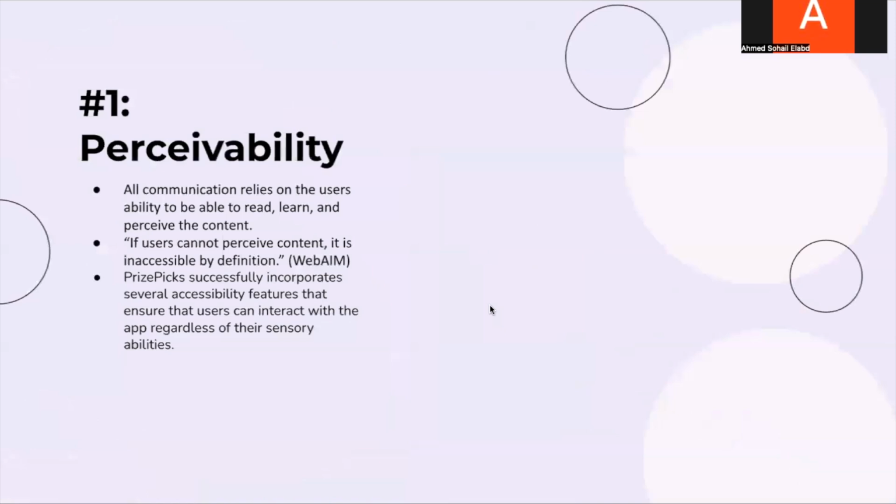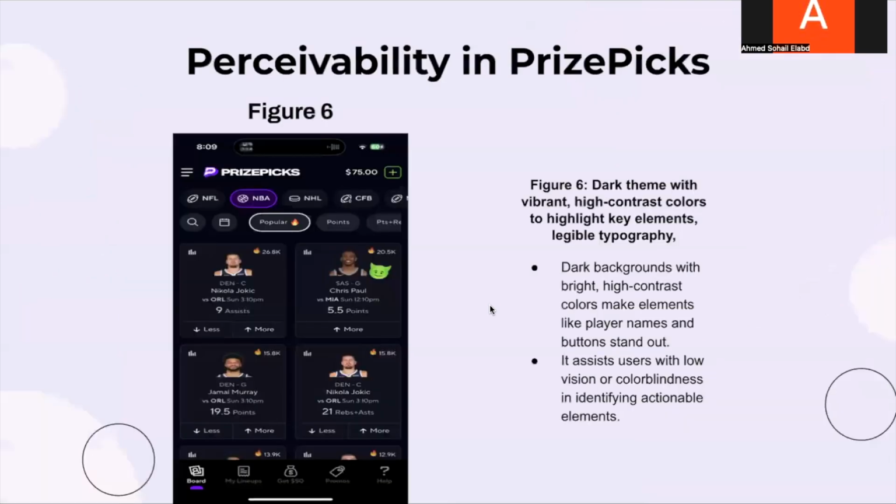Moving on to the accessibility principle of perceivable. This principle states that all communication relies on the user's ability to be able to read, learn, and perceive the content. If users can't perceive content, it is inaccessible by definition as stated by WebAIM. PrizePicks successfully incorporates several accessibility features that enhance perceivability, ensuring that users can interact with the app regardless of their sensory abilities. PrizePicks uses a dark theme with vibrant high contrast colors to highlight key elements like selected players, selected sport/category, confirmations, and navigation buttons throughout the application.